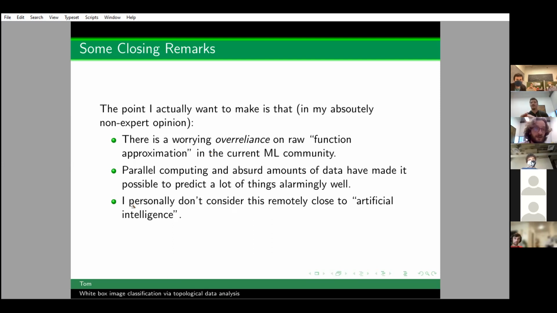There's a question in the chat. Let me, for the record, read the question in the chat. It is, which software packages would you recommend for computing persistent homology? Yeah, there's an open source thing called Ripser, which works with Python, which is what I implemented this in, R-I-P-S-E-R.